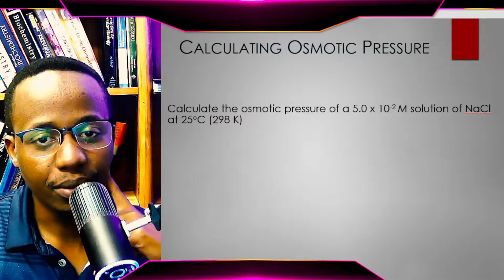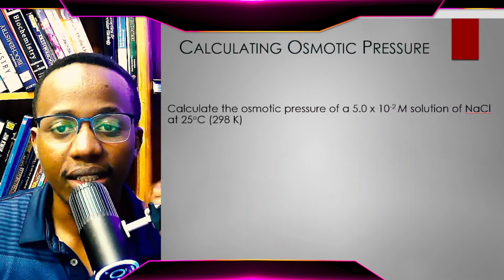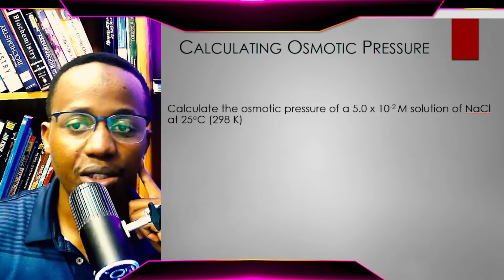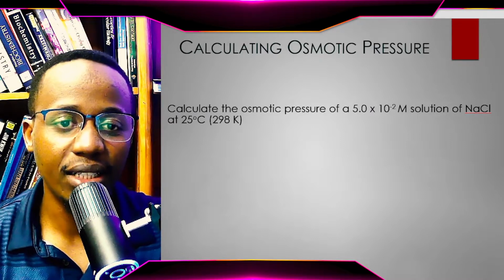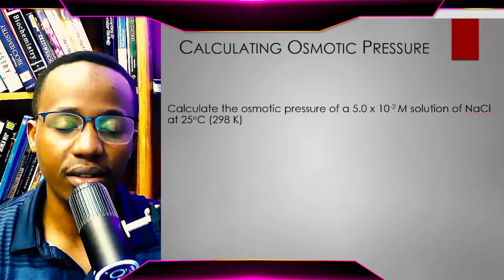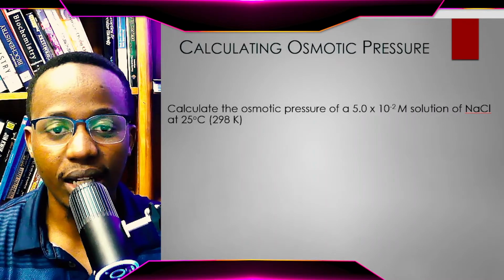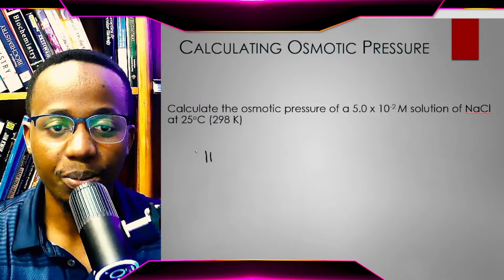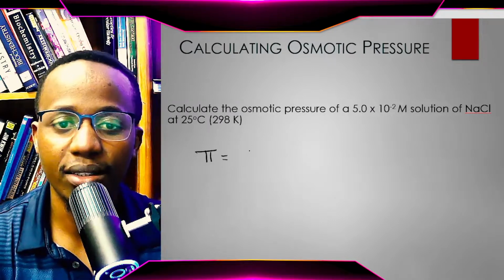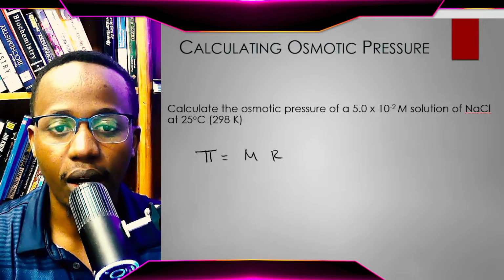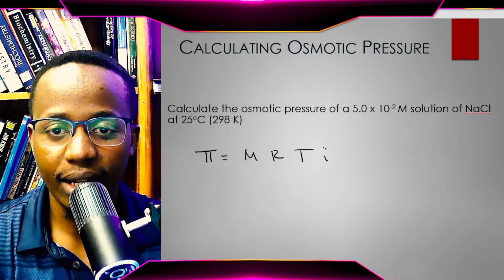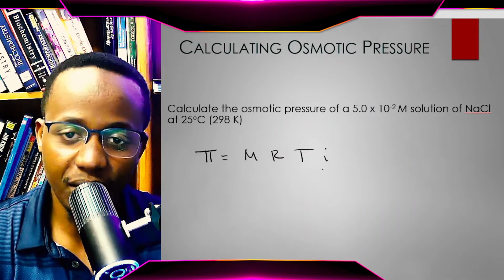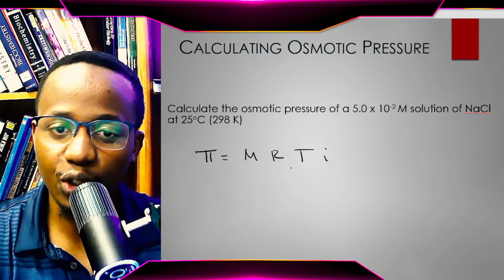Let me give you an example. Calculate the osmotic pressure of a 5 times 10 to the negative 2 molar solution of NaCl at 25 degrees Celsius. And 25 degrees Celsius is 298 Kelvin. We need to use Kelvin. So the osmotic pressure that we designate as pi is equal to MRTI. And remember that I is what? It's the number of ions. So for NaCl, I is 2.